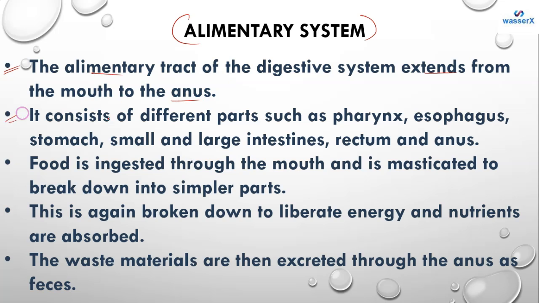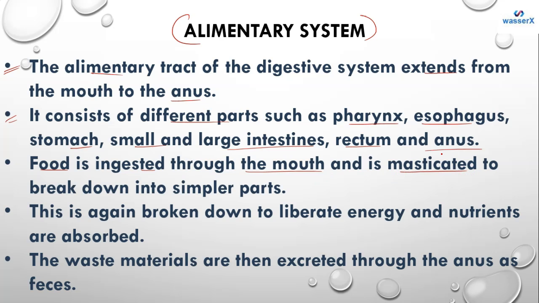It consists of different parts such as the pharynx, esophagus, stomach, small and large intestine, rectum and anus. These are the different parts of the alimentary system, or sometimes we call it the alimentary canal as well. Food is ingested through the mouth, then it is masticated, chewed by the teeth, of course.